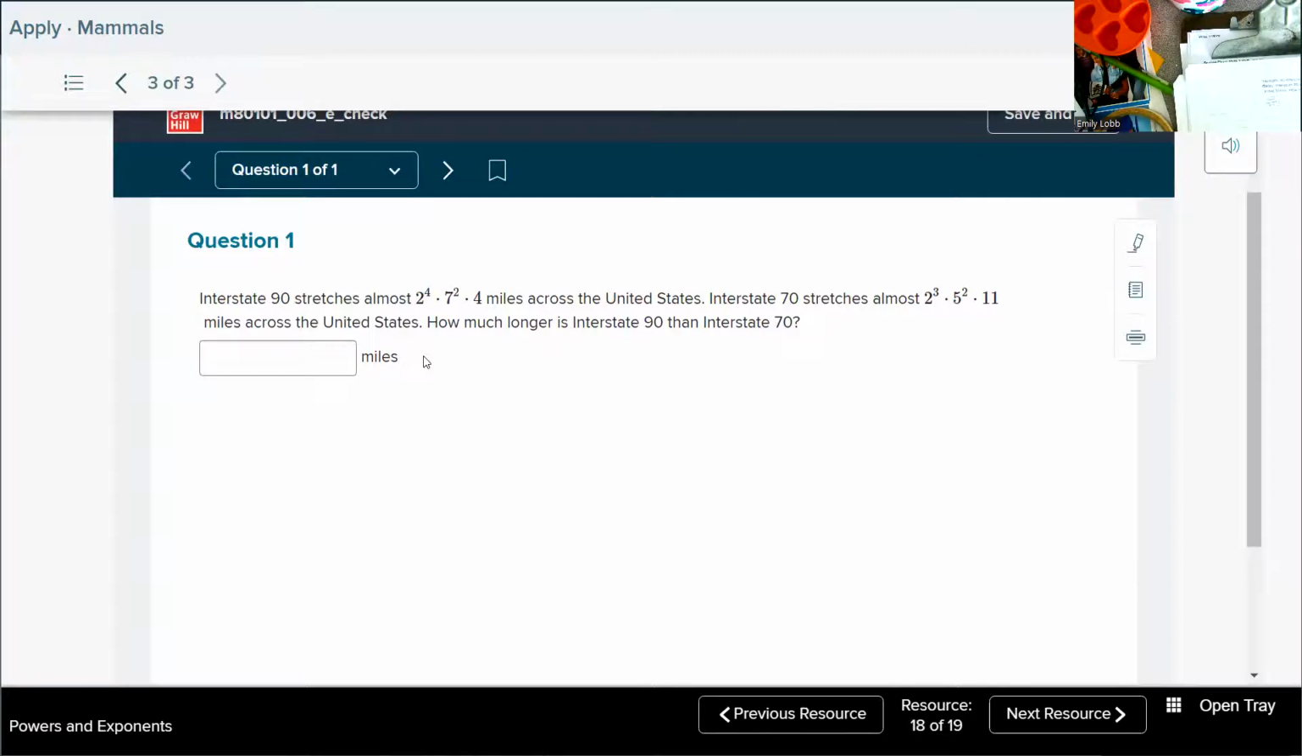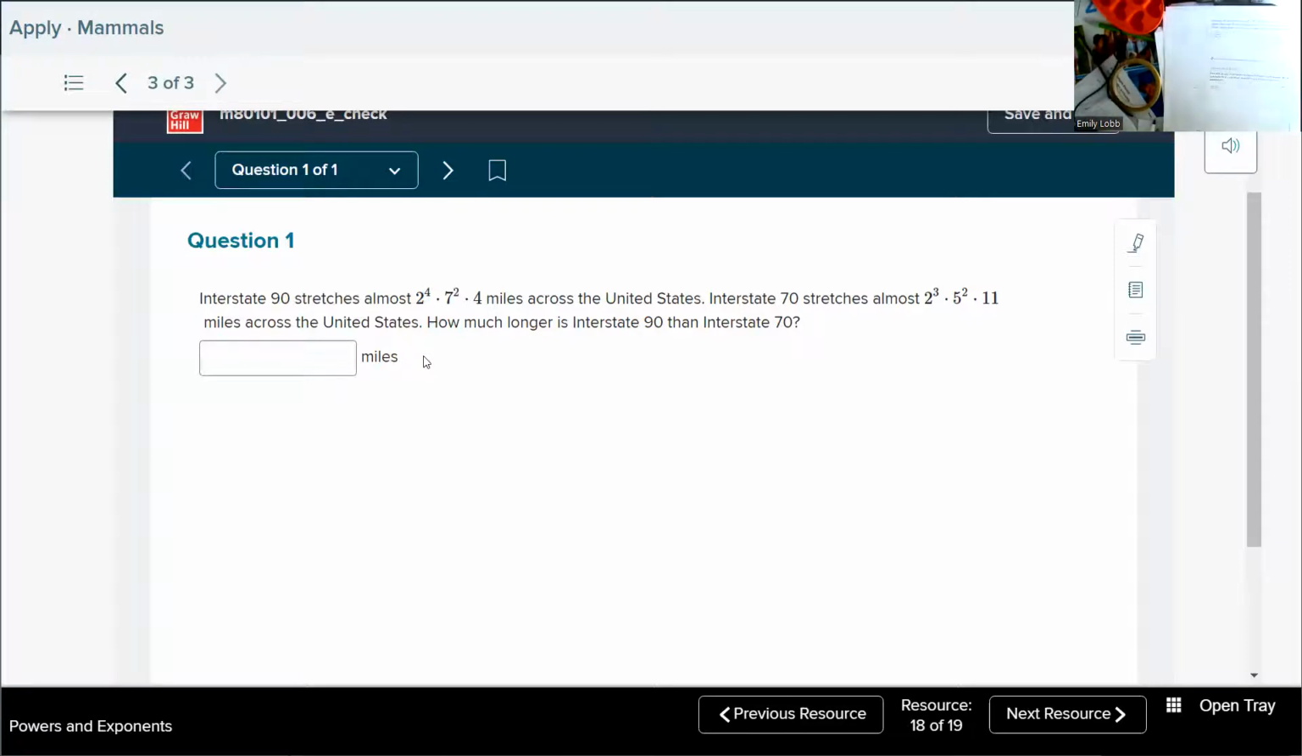We're trying to figure out which one is longer, and we've got some math in here. So let's read it again to look for the math this time. Interstate 90 stretches almost 2 to the 4th times 7 squared times 4 miles across the United States. Interstate 70 stretches almost 2 cubed times 5 squared times 11 miles across the United States. How much longer is Interstate 90 than Interstate 70?